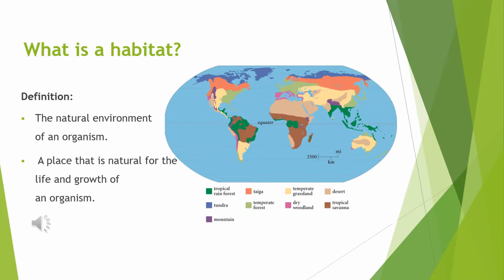Before we start researching different habitats around the world, we need to understand what a habitat is. The definition of a habitat is the natural environment of an organism or a place that is natural for the life and growth of an organism.